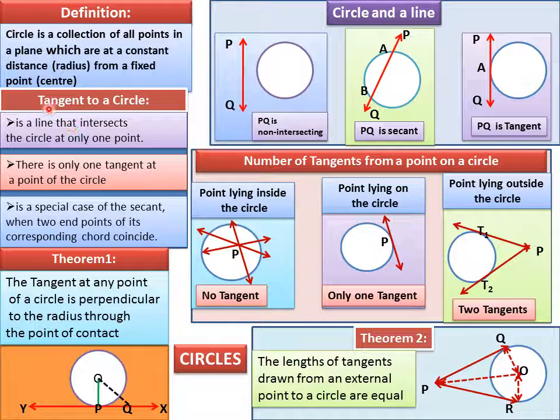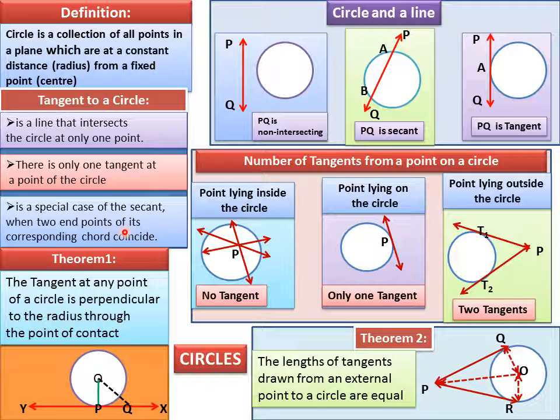So I hope you understood what is tangent. Tangent is nothing but a line that intersects the circle at only one point, and we can have only one tangent at any point on the circle. So this tangent is nothing but a secant where the 2 points of its chord coincide, and that is called a tangent.